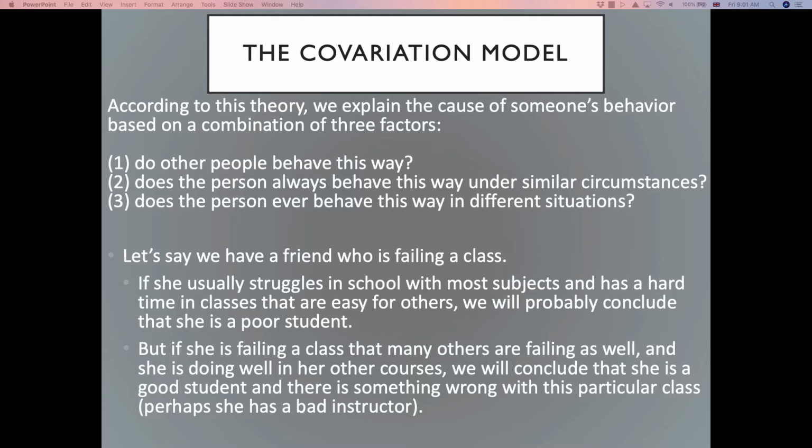So let's say you've got a friend who is failing class. If she usually struggles in school with most subjects and has a hard time in classes that most other people find easy, we would probably conclude that she was a poor student. However, if she's failing this class, but many other students are failing this class as well, but she actually does really well in her other subjects, we might conclude that actually it's the instructor that is not particularly good. It's not her, it's the environment.